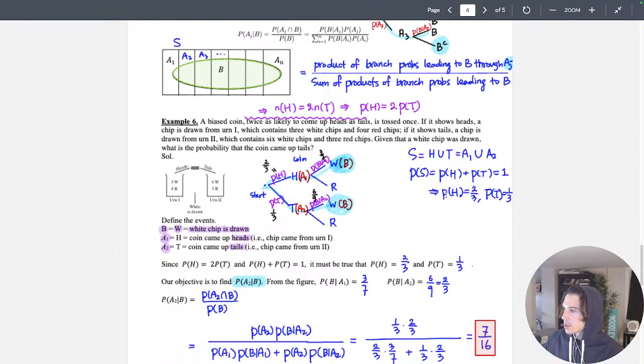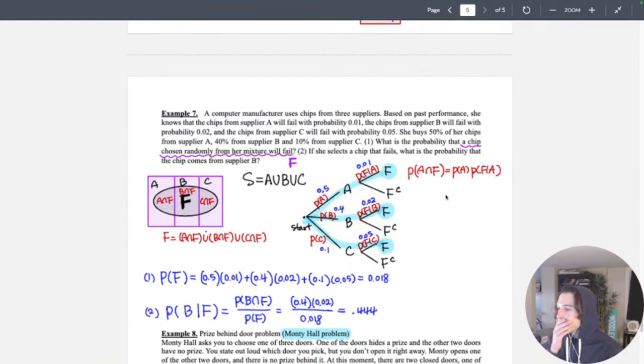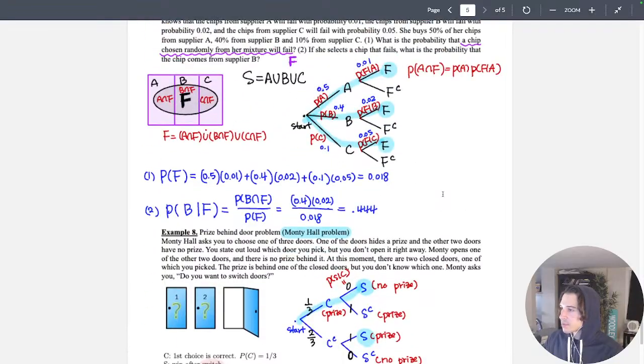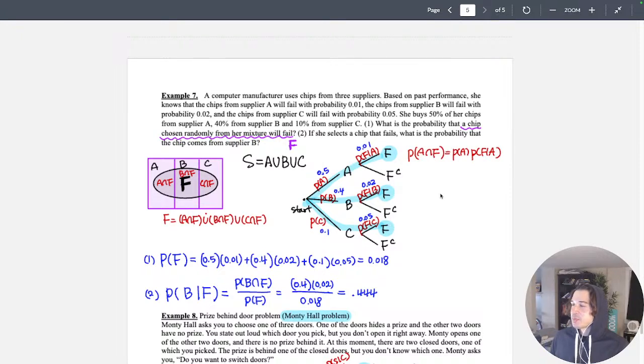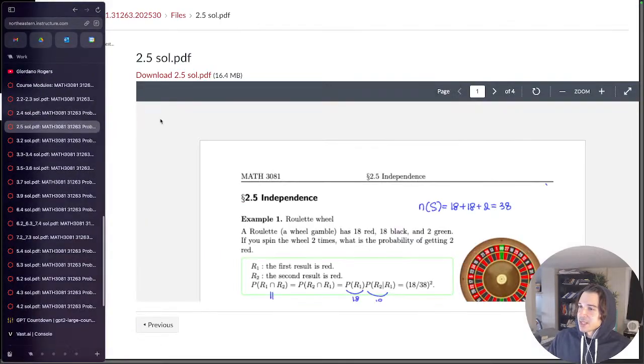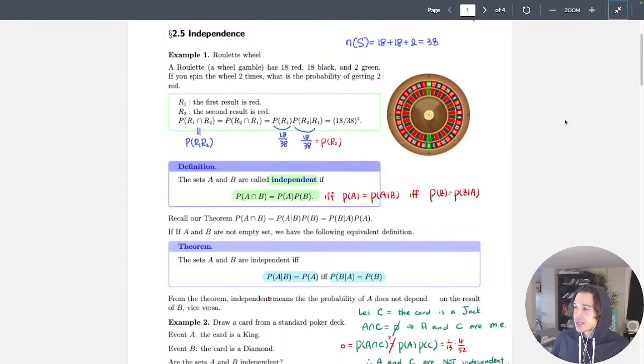Okay? So we will speed run this stuff. Maybe I should read off one more example. I'm not going to read the Monty Hall problem because this is not the movie 21. Example 7. A computer manufacturer uses chips from 3 suppliers. Based on past performance, she knows that the chips from supplier A will fail with probability... To be honest with you, I know this is simple. You can pause the video if you want to figure it out for yourself. But this is a speed run, and so staying true to my word, let's move on to 2.5, independence, after a little sip of coffee.